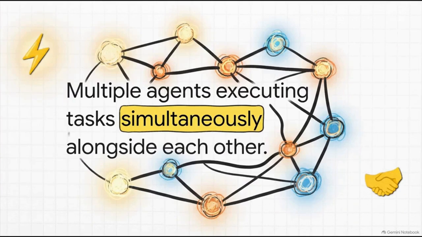But now, let's contrast that sequential assembly line with parallel agents. This is where multiple agents are executing tasks simultaneously, right alongside each other. So imagine you need to analyze 10 different competitor websites. Instead of one single agent reading 10 websites in a row, which takes forever, you have 10 separate agents reading one website each, all at the exact same time. It completely eliminates the bottleneck. You are optimizing your system for pure speed and wide-scale processing.